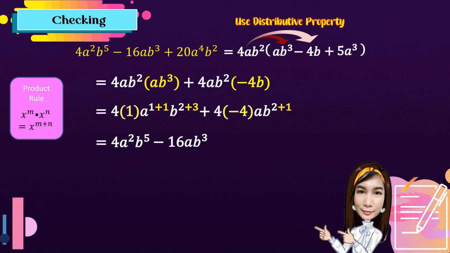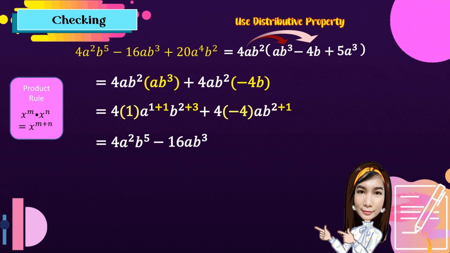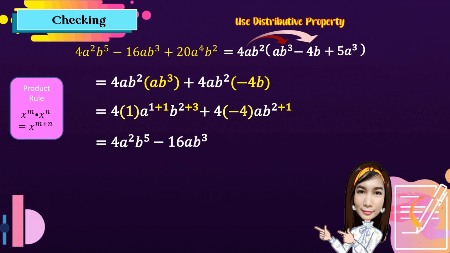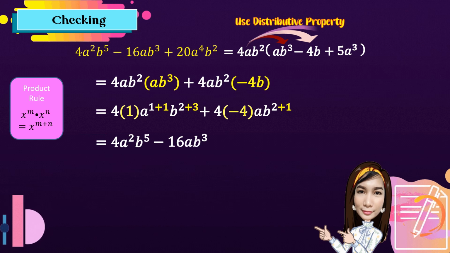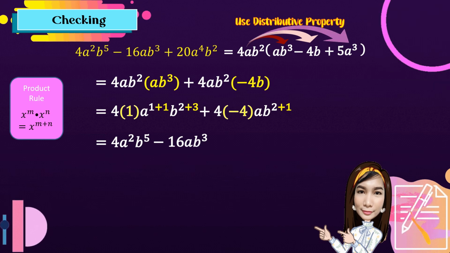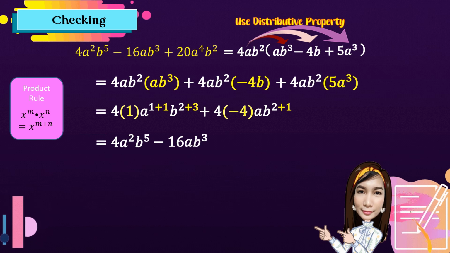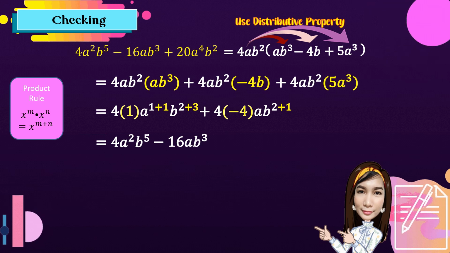Then 4 times negative 4, we have negative 16, just copy a. Then we have b cubed. Next, distribute the common monomial factor 4ab squared to the third term. We have 4ab squared times 5a cubed.